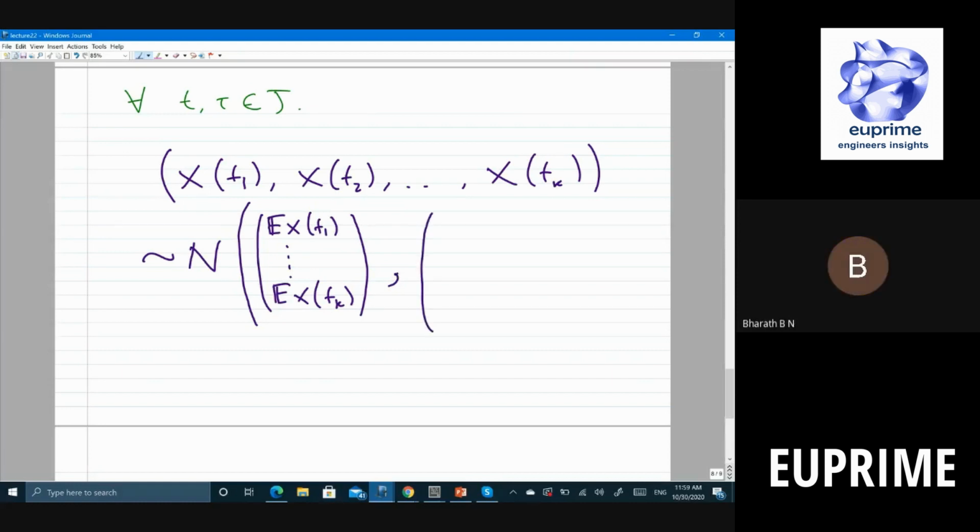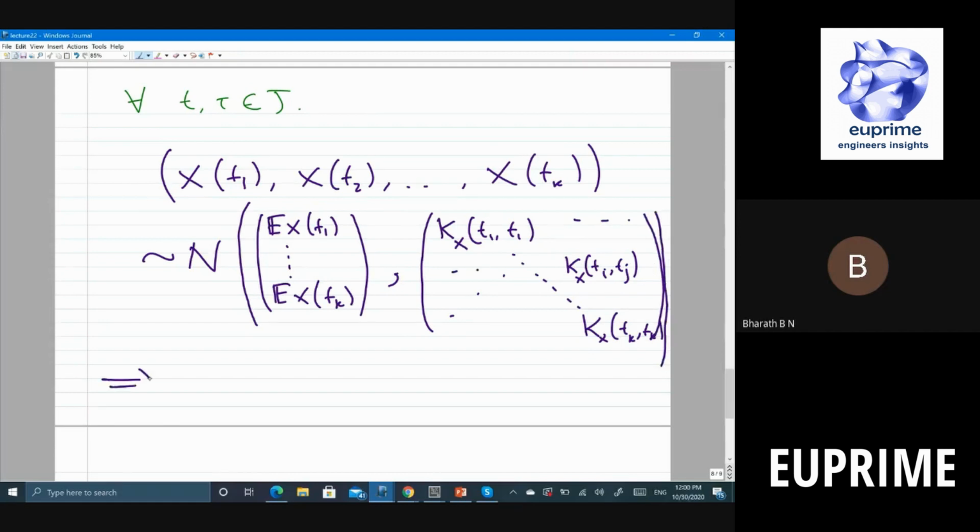What is the covariance function? See, the first entry would be x of t1 minus its expected value, times x of t1 minus its expected value. So this is nothing but kx of t1 comma t1, right? All the diagonals will be like that, up to kx of tk comma tk. So what will be the ijth entry? The ijth entry would be kx of ti comma tj. Do you agree? And so on. So what this implies is that you need to know the mean function of the stochastic process and the covariance function of the stochastic process. If I know these two, that will describe the entire joint distribution of a Gaussian process.